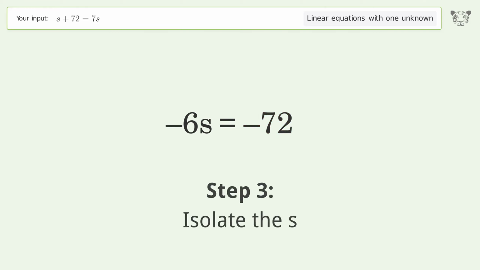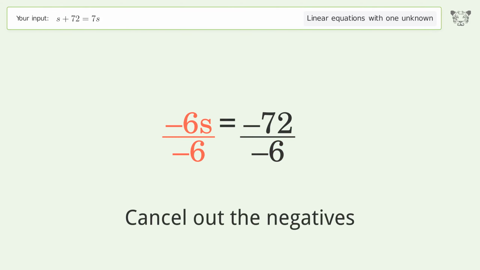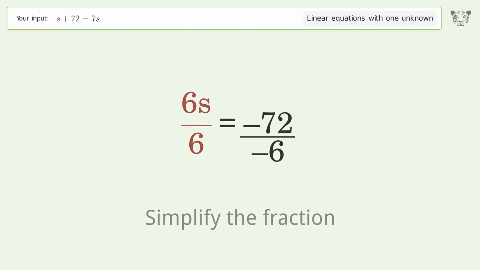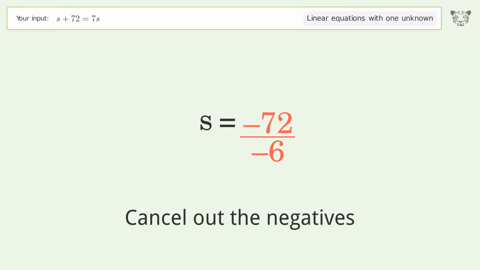Isolate the s. Divide both sides by -6. Cancel out the negatives. Simplify the fraction. Cancel out the negatives.